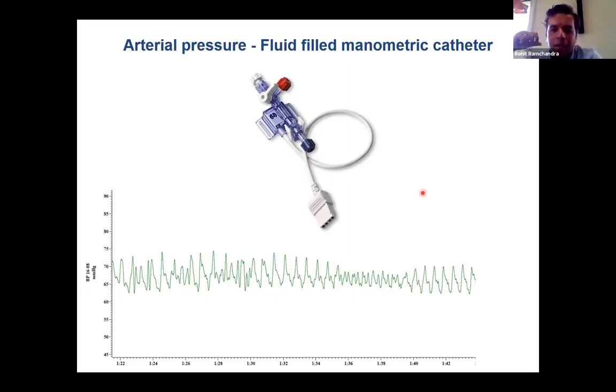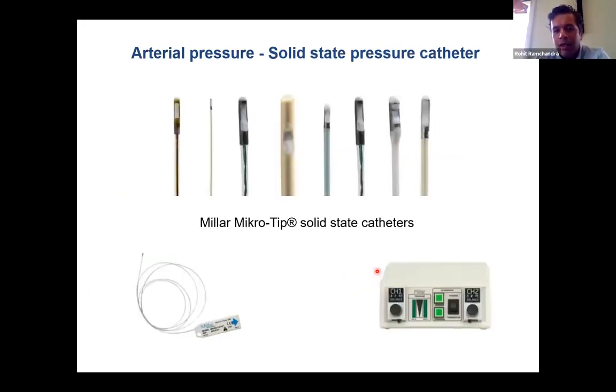If you have a paradigm where changes in arterial pressure are incredibly important, or changes in pulse pressure are really important, and you want to be 100% sure that any changes in pressure you see are because of real changes in pressure, as opposed to maybe clots forming at the end of your catheter, that's definitely one of the primary reasons why I decided to move over to a solid-state pressure catheter.